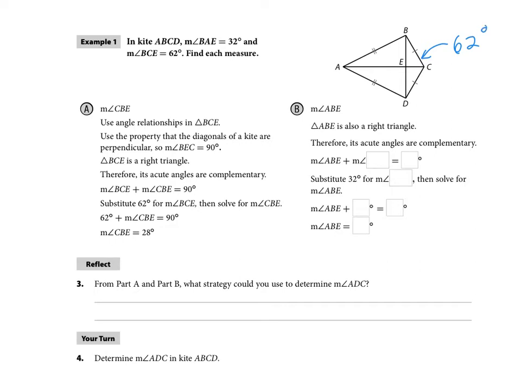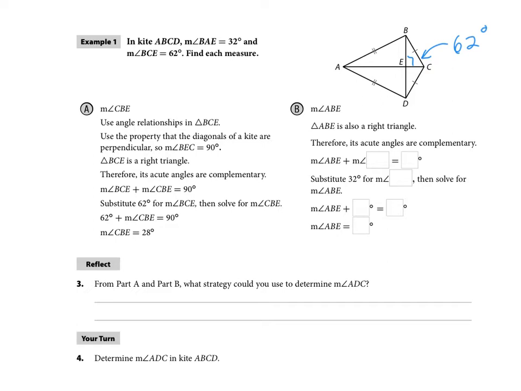And so if we remember about a kite that the diagonals are perpendicular, then we are going to take the acute angles of that right triangle, meaning BEC is a right triangle, and its acute angles are complementary, meaning angle EBC, this top angle here that we're being asked to find, or CBE, and the 62. So here's my equation: 62 plus measure CBE that I'm looking for is going to equal 90 degrees. And so a simple subtraction in that right triangle gives me 28 degrees for that.